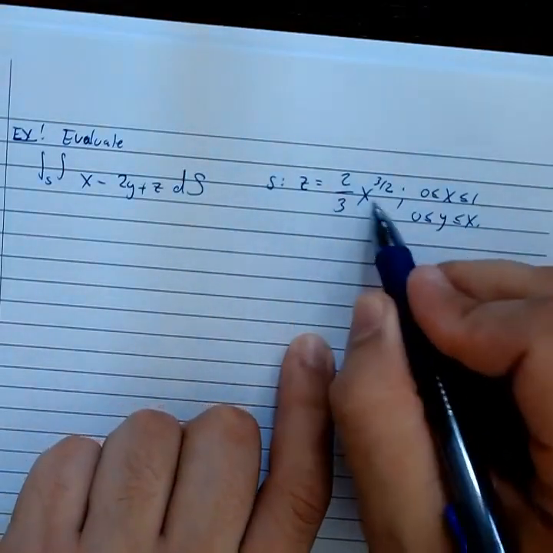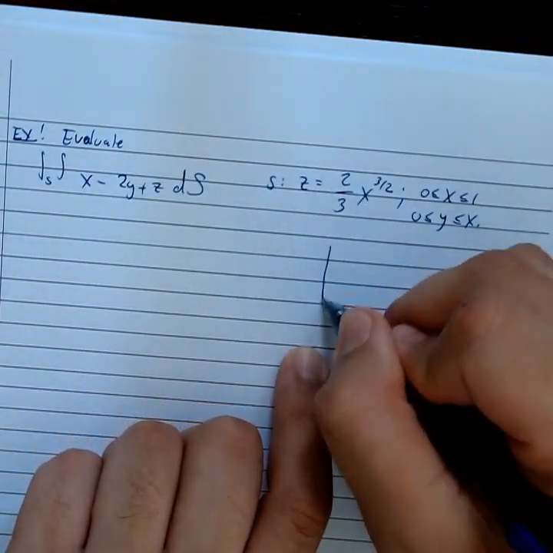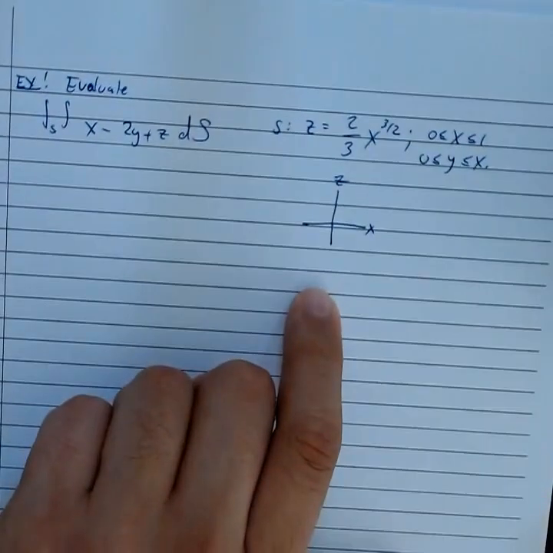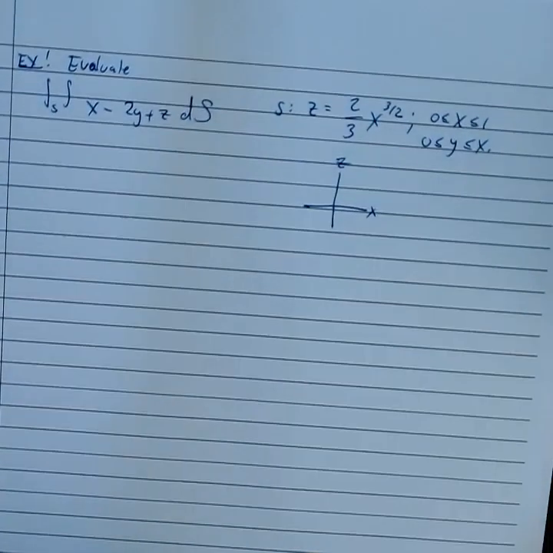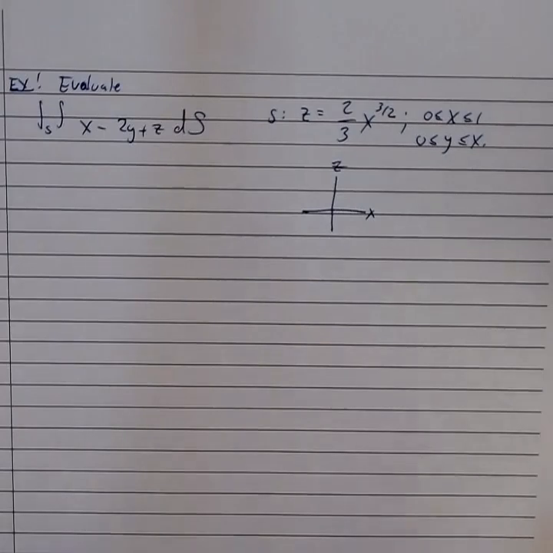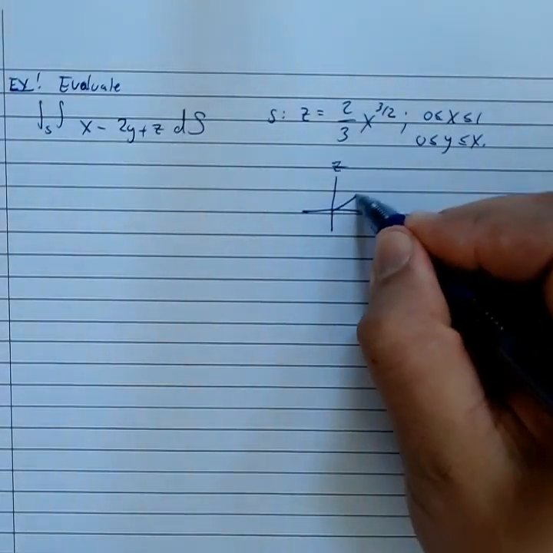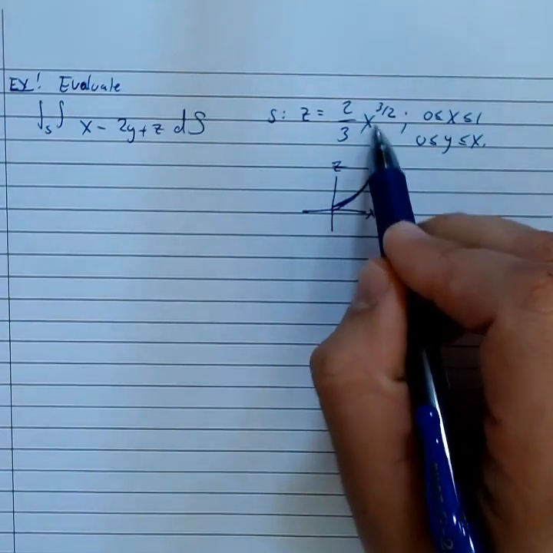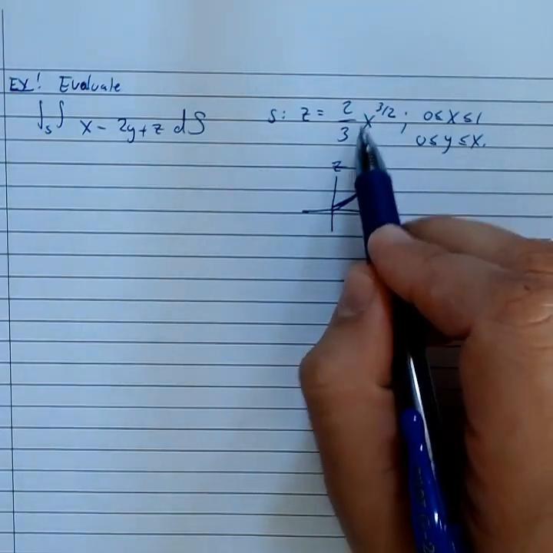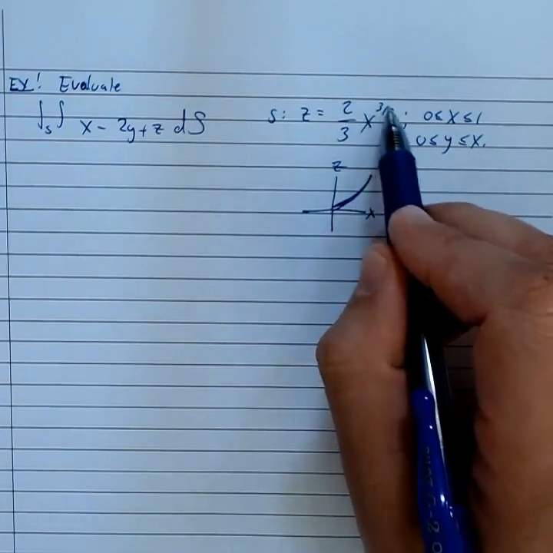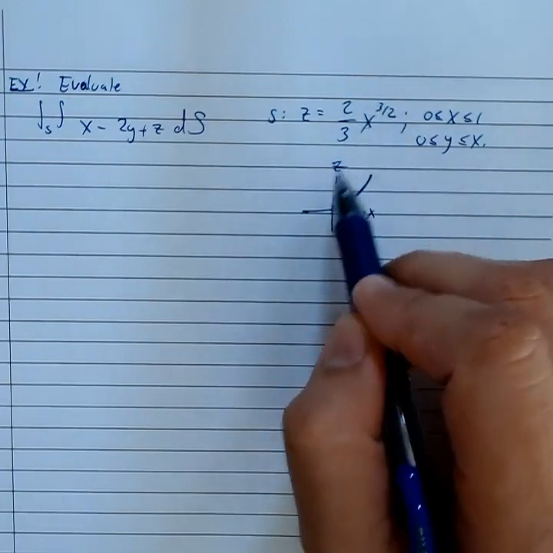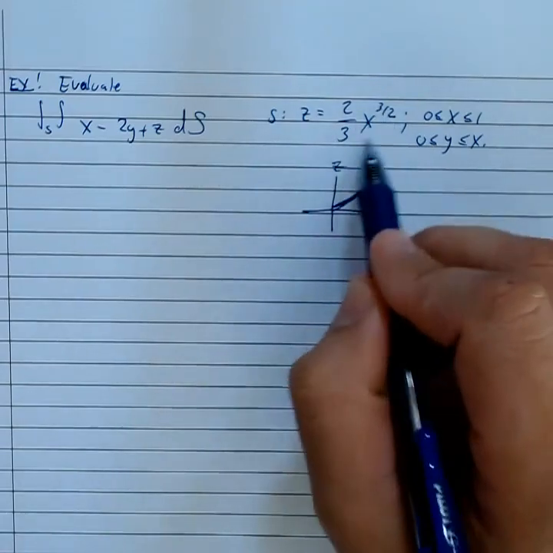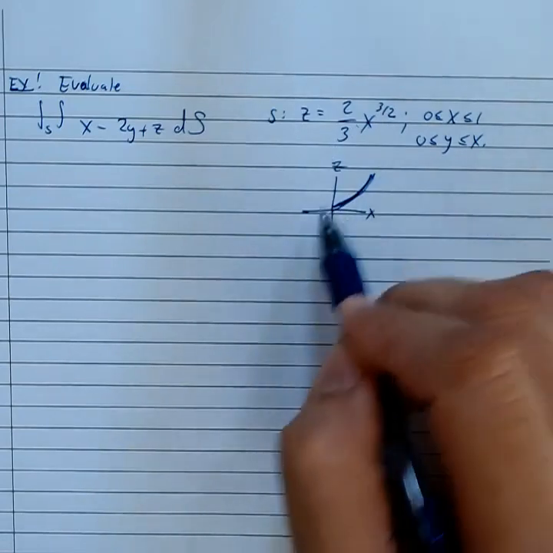Here, let me draw this in the xz plane. Okay, so here's x and here's z. And the x to the 3/2, that's going to be something like this, more or less. You could always plot a few points, but notice this x value can't be negative. If you take the 3/2 power of a negative, you're going to get an imaginary number. So x must be strictly positive, and then z has got to be positive, so it's going to be somewhere up here.